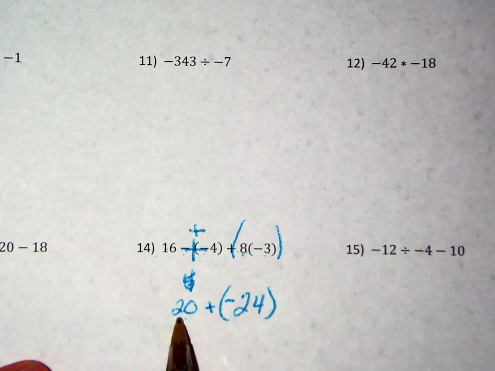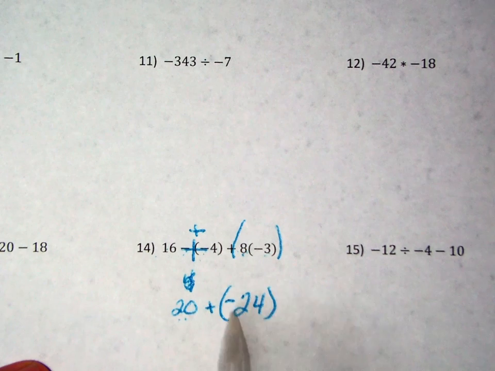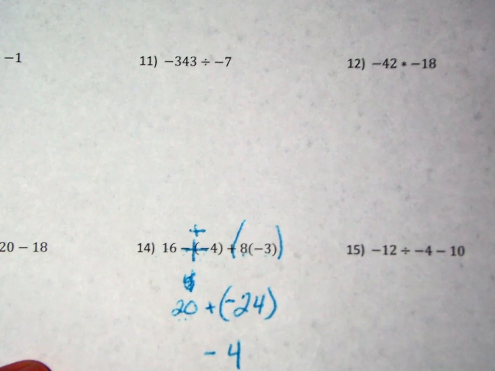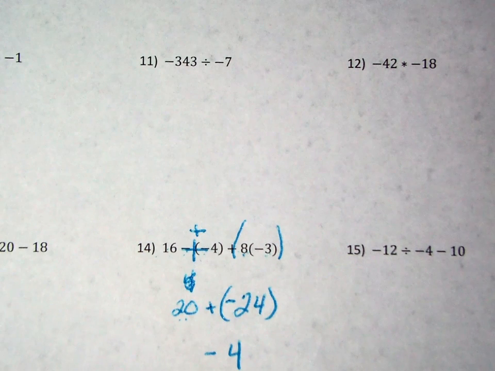So now I have a positive 20 plus a negative 24. Our final solution would be negative 4. Hopefully this helps you to understand multiplying and dividing integers when dealing with negative values.